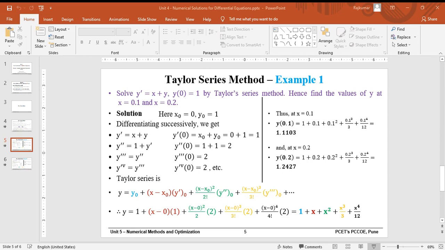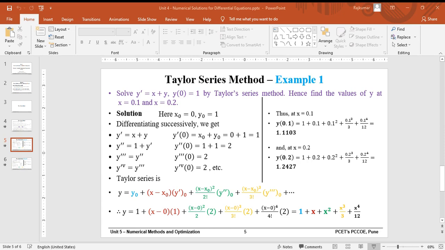First of all, write down the given data, then differentiate this equation as many times as you can, but generally differentiating 4-5 times will be sufficient. So this is dy by dx. Put the initial values of x naught, y naught in this equation and you will get y dash naught, the answer is 1. Again, take the derivative and you will get y double dash. Put the initial values in that equation and you will get y double dash naught as 2. Again, take the next derivative, y triple dash, put initial values and you will get the answer.